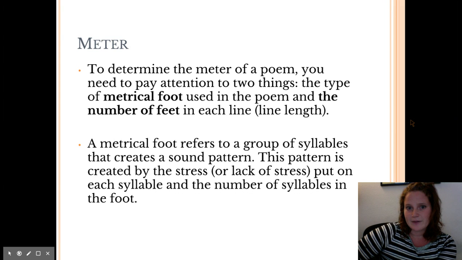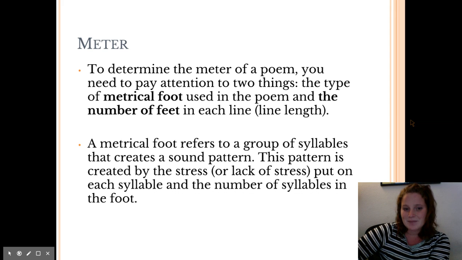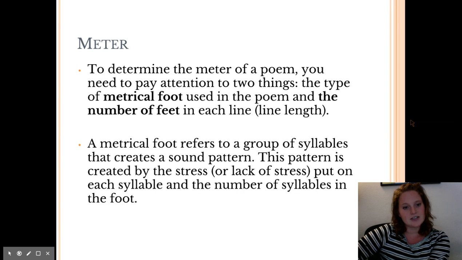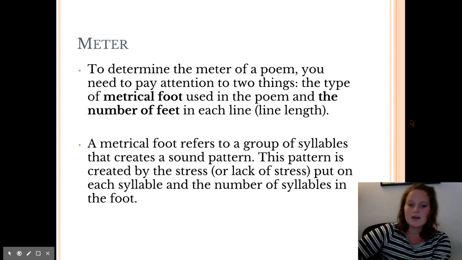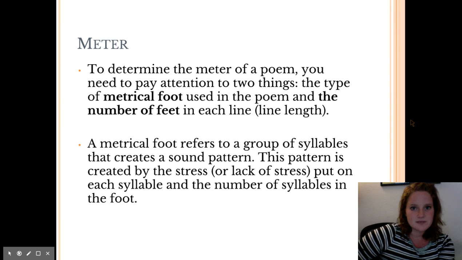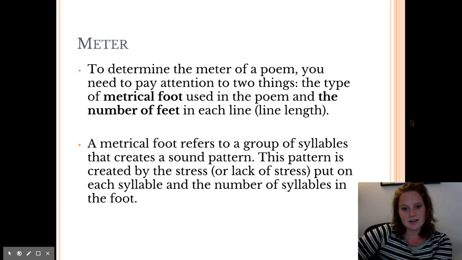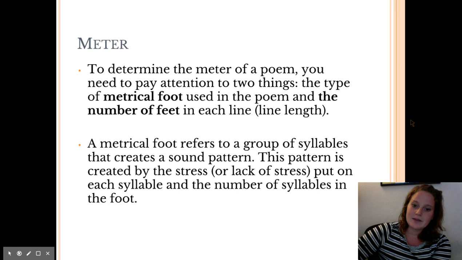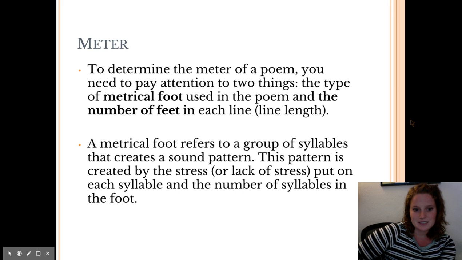To figure out what the meter is, you're looking for two things. The first thing that you're looking for is the type of metrical foot that a poem uses. The second thing that you're looking at is the number of those feet in each line. That will help you understand the line length as well. A metrical foot is just a group of syllables that creates a sound pattern. The pattern is created through how the author puts stress or does not put stress on certain syllables, and it's also created by the number of syllables in that foot.